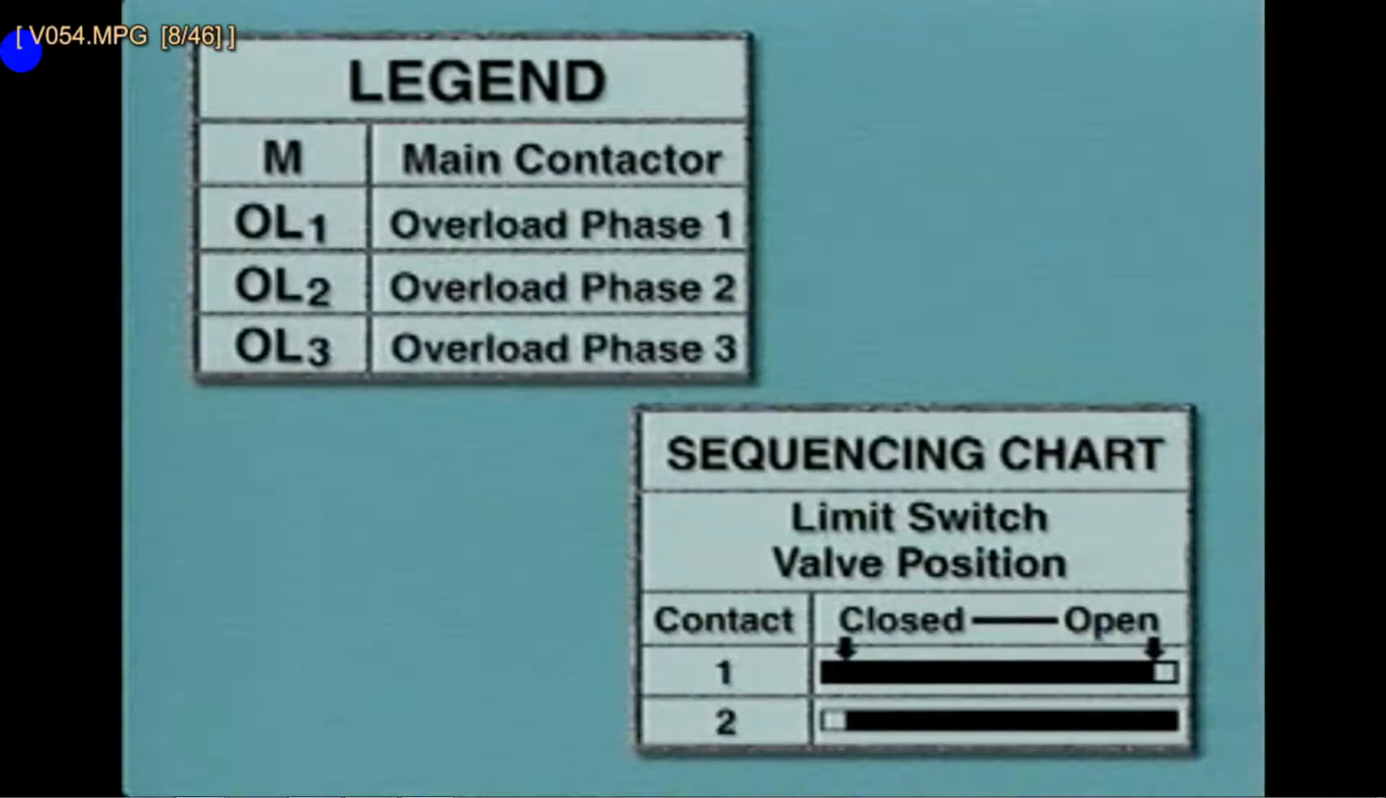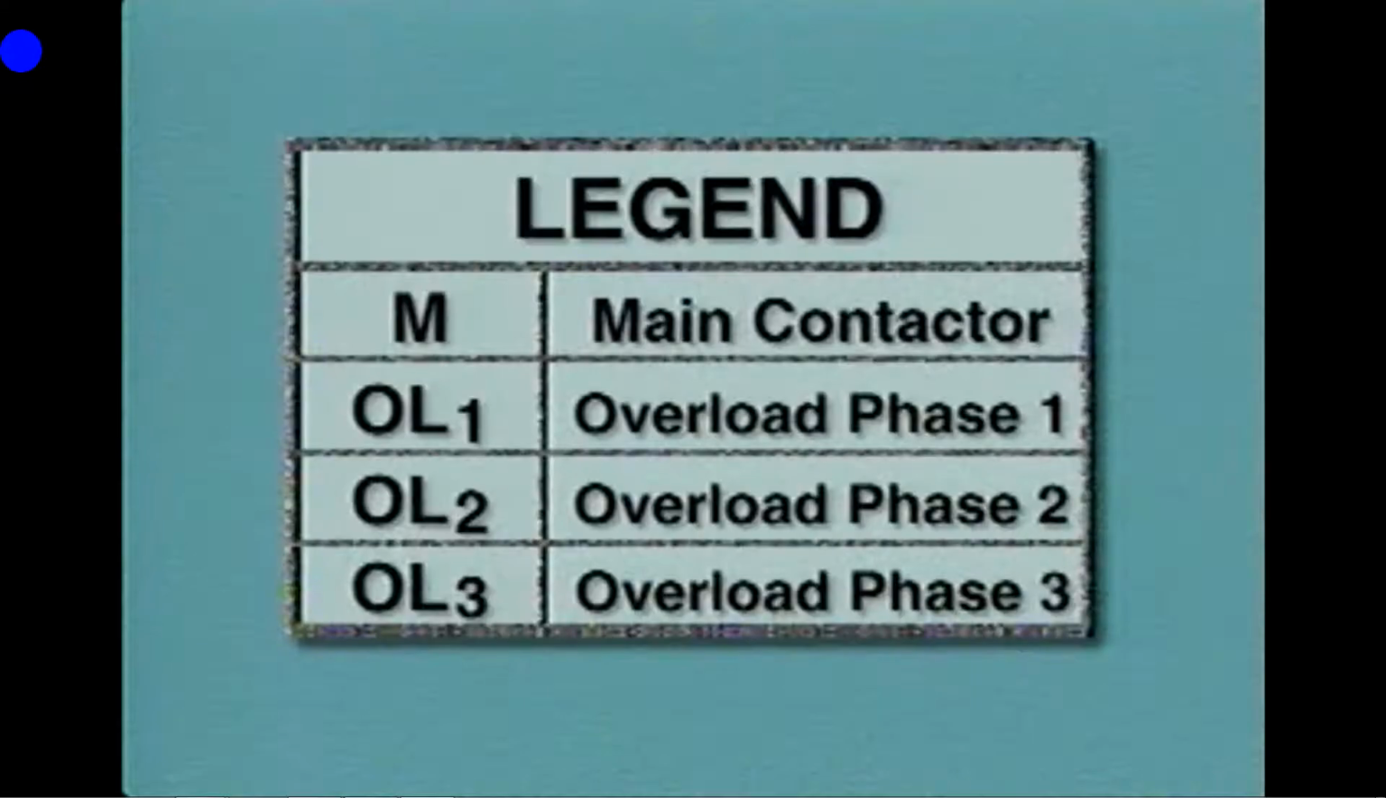Most motor controller diagrams are accompanied by 2 types of charts, legends and sequencing charts. Legends can help you identify the symbols and abbreviations used on the diagrams. For example, this legend shows that the letter M represents the controller's main contactor, and that OL1, OL2, and OL3 represent the overload devices for phases 1, 2, and 3 respectively.